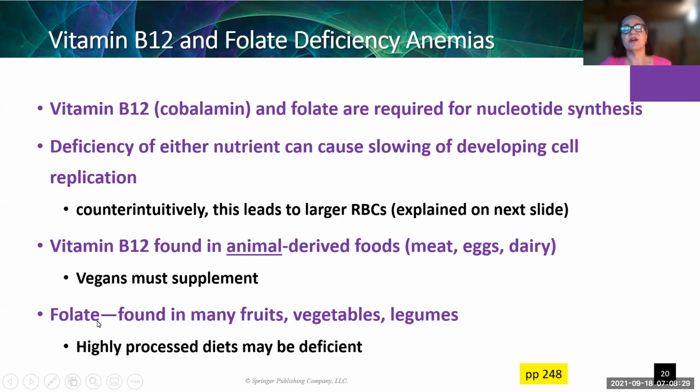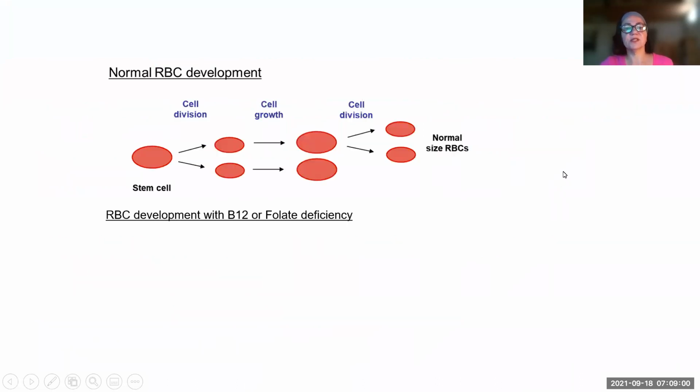With folate, this follows the general pattern of nutrients in fruits and vegetables. I remember this: folate, foliage, that's in leafy things. So folks on highly processed diets, not a lot of fruits and vegetables, may be deficient in folate. And then we're going to go into more detail about these larger than normal red blood cells on the next slide.